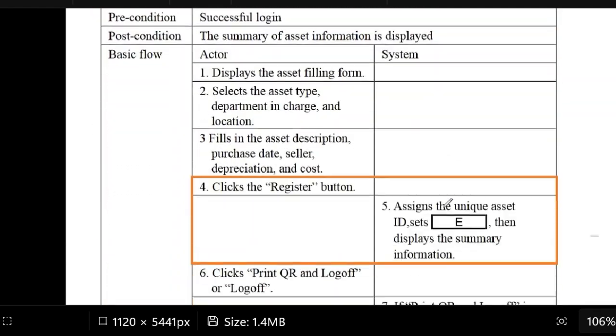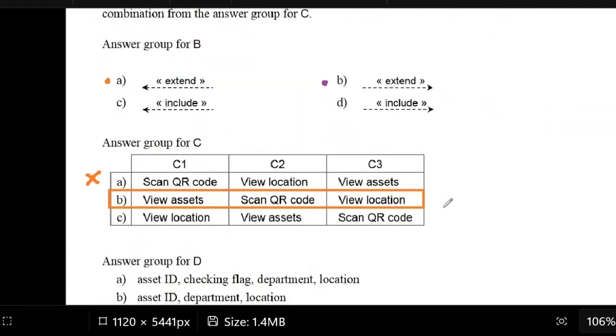And if we look at the set of choices again, it's either B or C. Based on the explanation a while ago, view location at the start at C1 is incorrect because it's done in C2, which is after C1. What I mean by that is the C2 or C3 should be after C1, so the answer would be letter B.